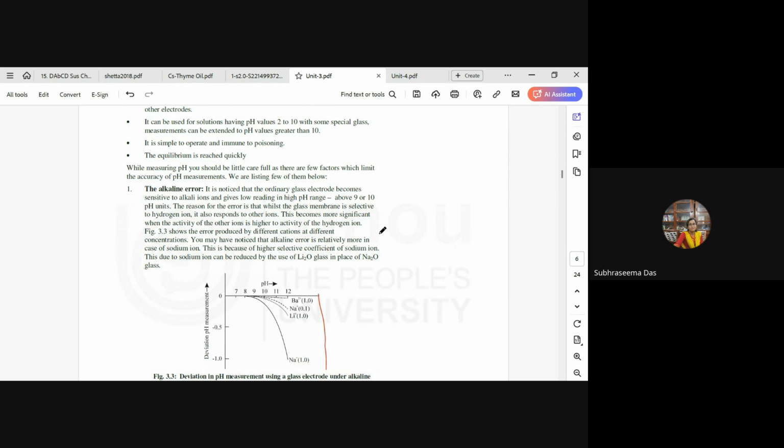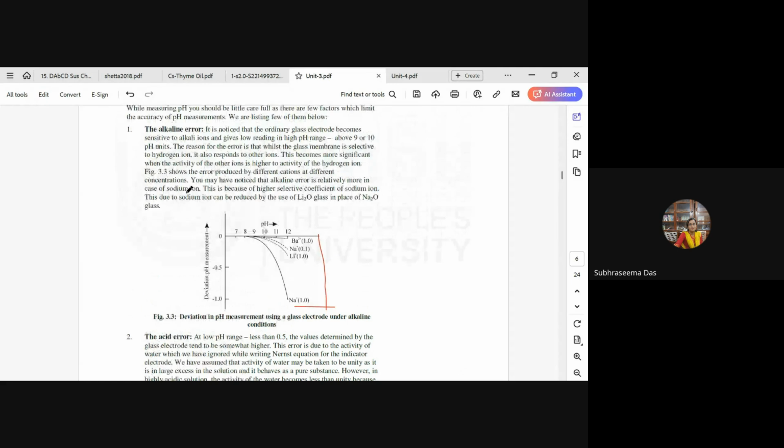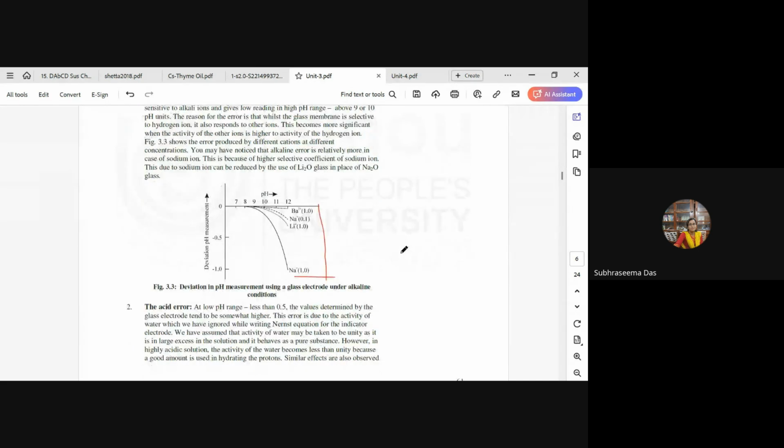Figure 3.3 shows the different types of error produced by different cations taken in different concentrations. Here we see that the alkaline error is very much higher in the case of sodium ion. Now why is this higher? It is higher because of the high selectivity coefficient of sodium ion. This is because sodium can reduce the use of Li2O glass in place of Na2O glass. So this is why the alkaline error is maximum in the case of sodium ion.